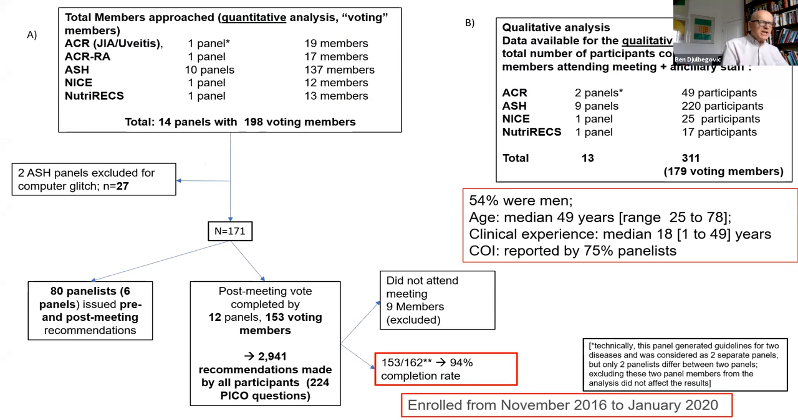So to date, we approached and enrolled 14 panels in total. We approached 198 panelists on so-called voting panels. Out of these 14, we had some technical glitches in collecting data from two panels. Eventually, we ended up with 12 panels, with 153 members attending the meetings. In totality, these panel members issued close to 3,000 recommendations, 2,941 recommendations. Overall, that was our main dependent variable. We had a really high completion rate for the final strength of recommendation.